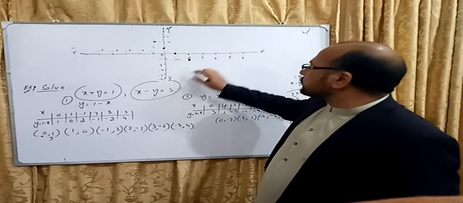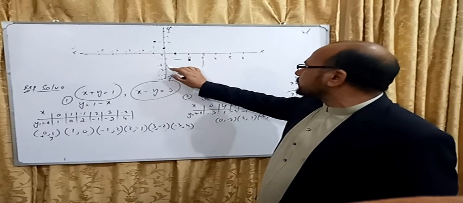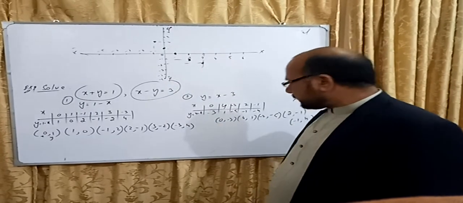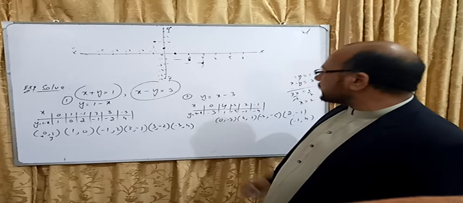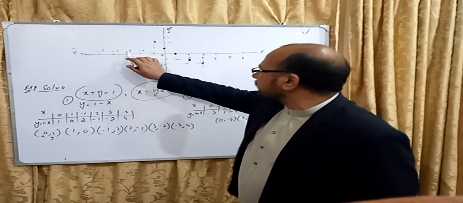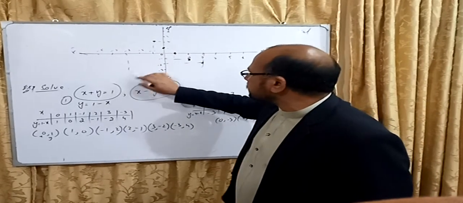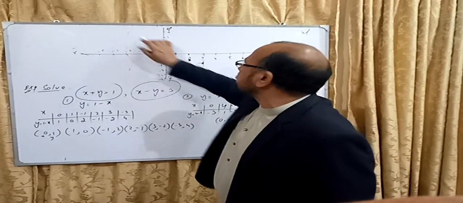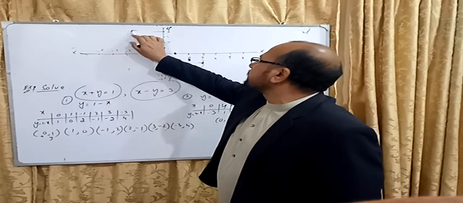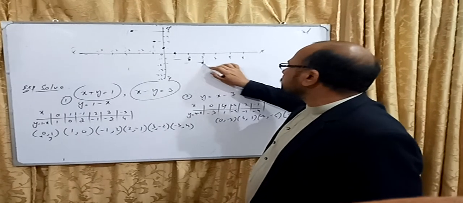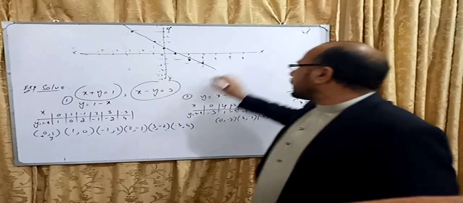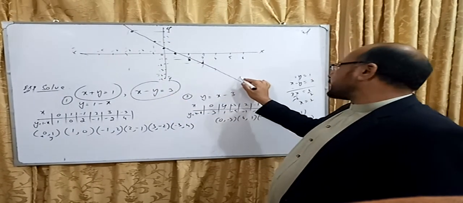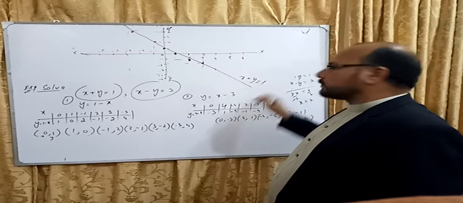Then 3 and minus 2, x3, y minus 2, so here is the fifth one. And minus 3 and 4, x minus 3, y4, it will be above here. Now if you join these points, you will get the straight line of the first equation. Here you will write the equation x plus y equal to 1.